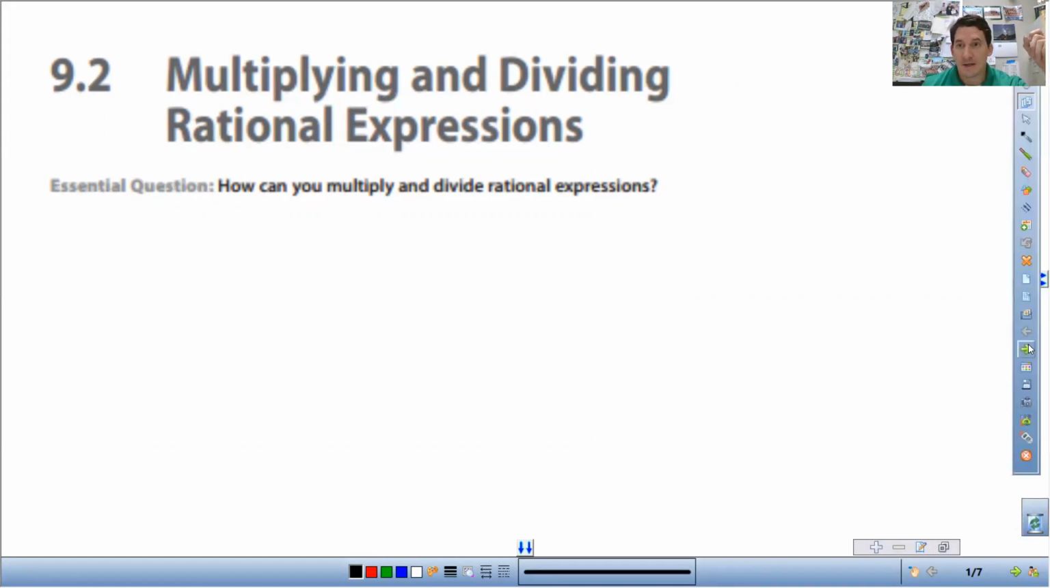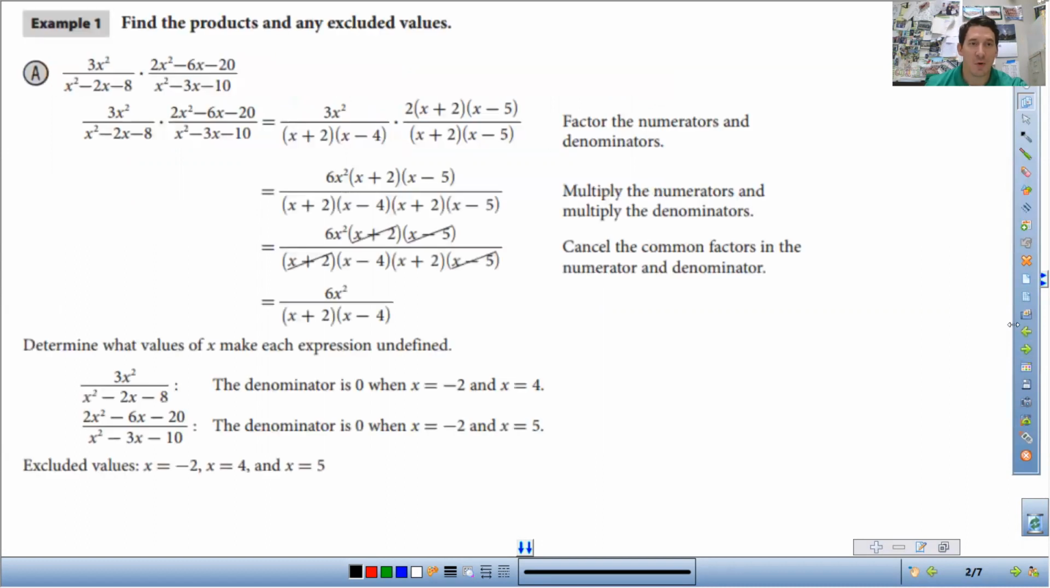All right, so let's look at a worked out example, so you can pause the video and look through this if you need to. This is also in the textbook. So basically we have a monomial here and then 3 polynomials. Factor everything that factors, and then any common factors in the top and bottom cancel out.